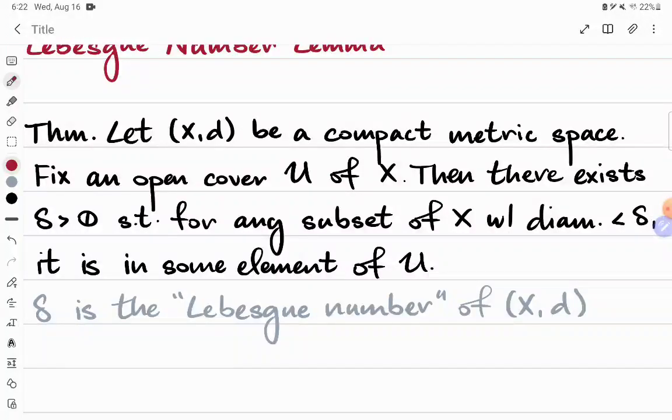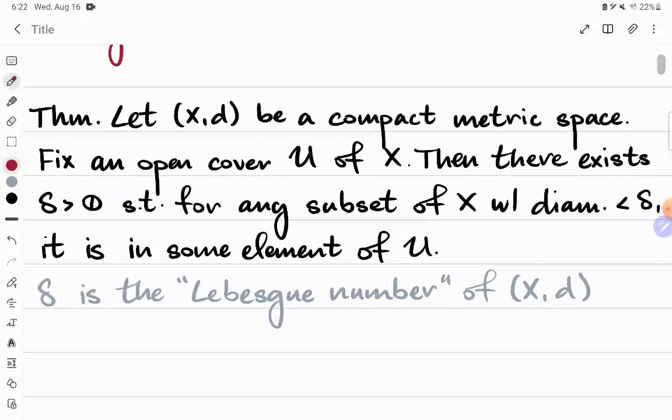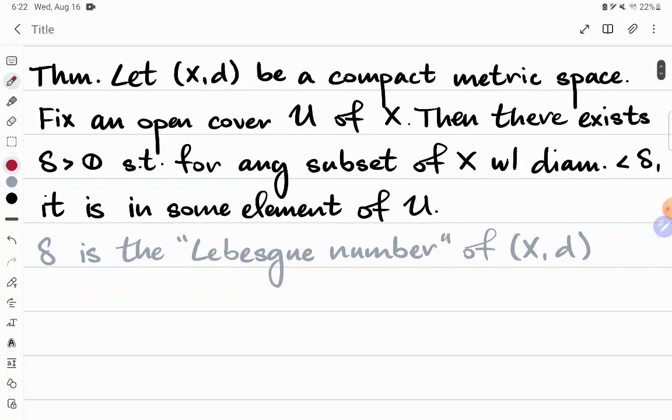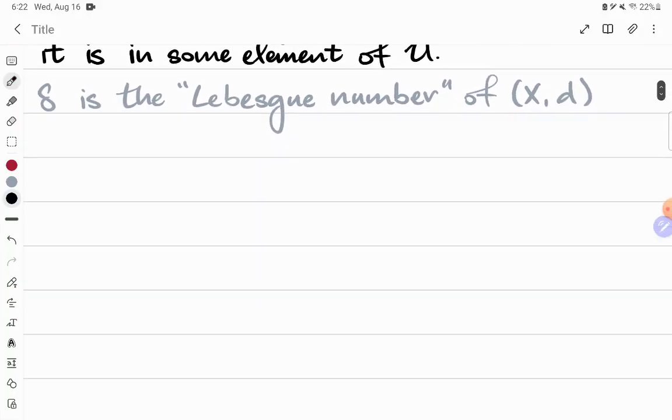So one quick thing is, what do I mean by diameter? Well, if I have a subset of a metric space X, then its diameter is going to be the maximum, or the supremum, of the distances between two points. So it's going to be the supremum of d(x, y), where x and y are points in that subset of X. Okay, so how do we prove the Lebesgue number lemma? There are some interesting tricks along the way, and it's not too long of a proof in general, so I'm going to start writing it here.